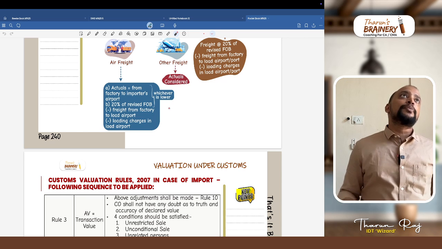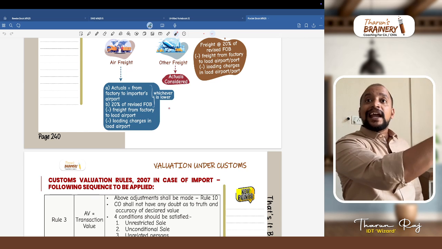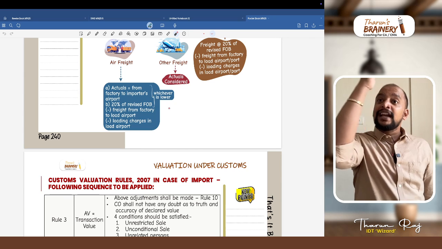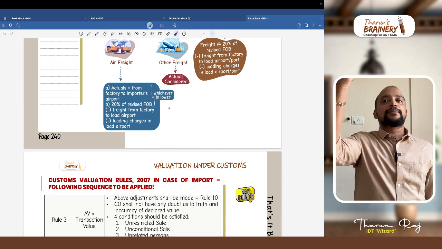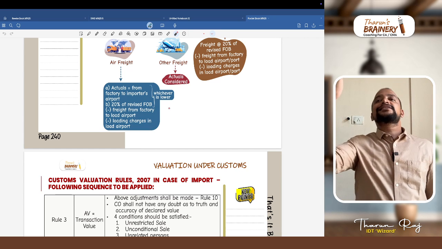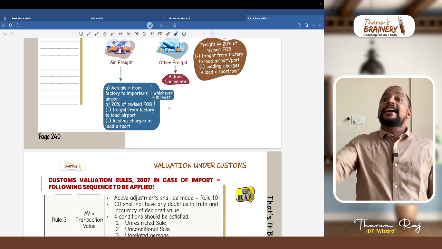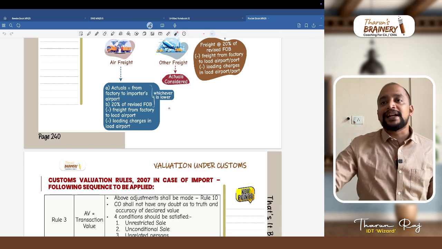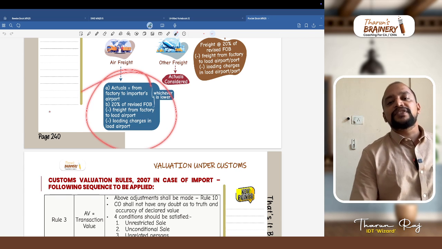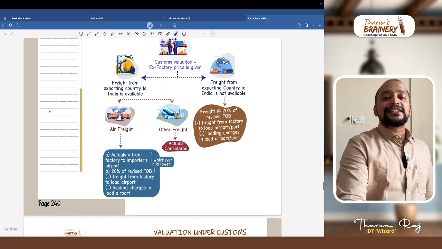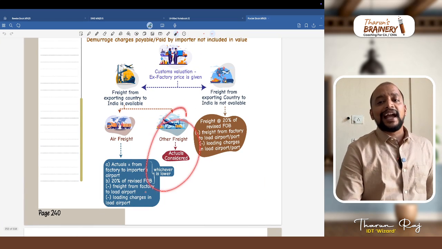What is already considered in FOB? From the factory gate of the exporter to the exporter's port or airport. So then loading charges in exporter's port or airport is already part of FOB. So we need to separate that. Okay. So this is the adjustment which we have seen. Suppose if it is other freight we will take actuals.